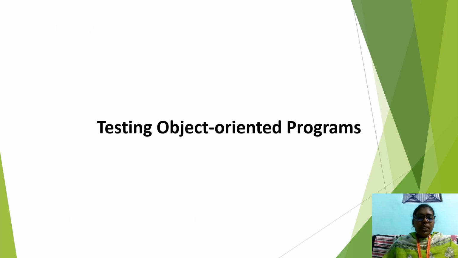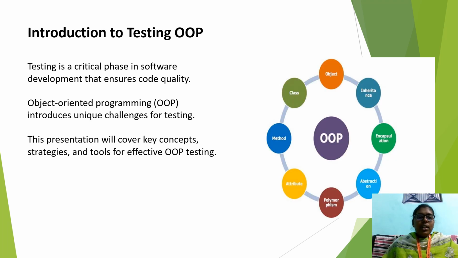Today I want to tell about testing object-oriented programs. We'll see one by one. Introduction: testing object-oriented programs. Testing is a critical phase in software development that ensures code quality. Object-oriented programming, that means OOP. The full form of OOP is object-oriented programming. It introduces unique challenges for testing. This presentation will cover key concepts, strategies, and tools for effective testing of object-oriented programs. We'll see one by one.